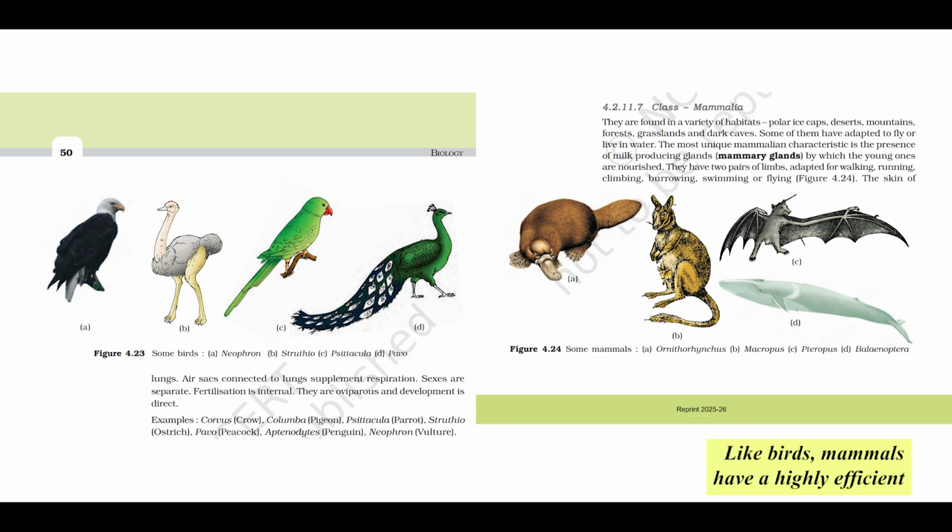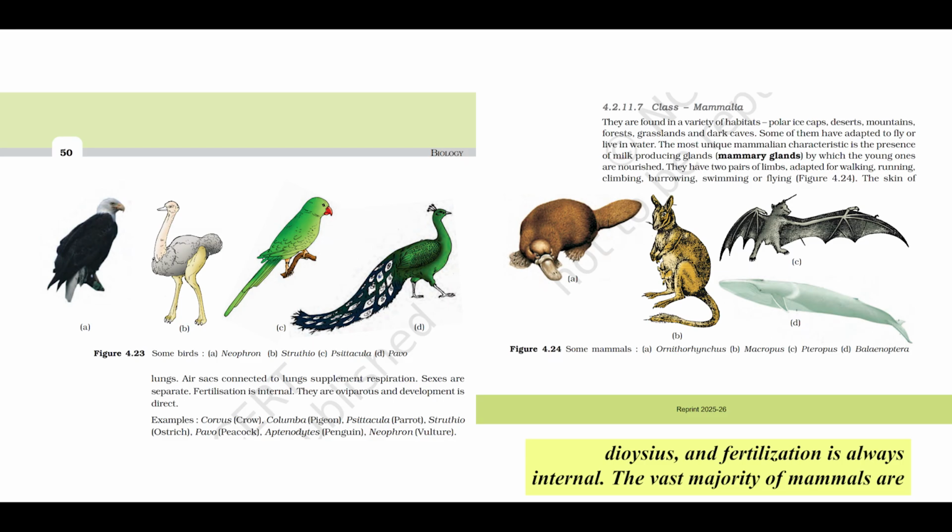Like birds, mammals have a highly efficient four-chambered heart, 2 auricles, 2 ventricles, ensuring complete separation of oxygenated and deoxygenated blood. They are also homeothermous, warm-blooded, capable of maintaining a constant high internal body temperature through metabolic activity regardless of the external temperature. Respiration occurs exclusively by lungs. Reproduction, similar to birds. Sexes are separate, dioecious, and fertilization is always internal.